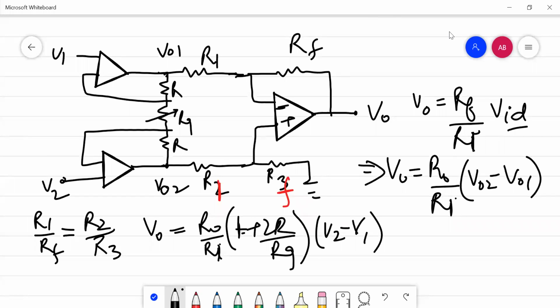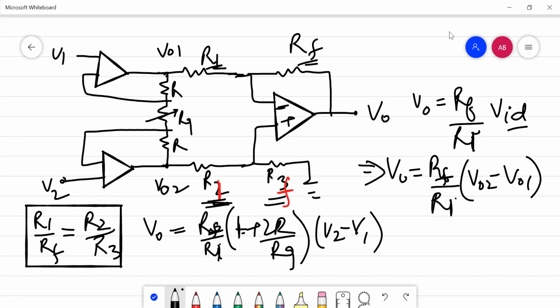Here a little bit of mistake has been made. So this is not R0 but Rf. Similarly here it is not R0 but Rf. So I have just told you that for proper functioning of this, R1 upon Rf is made equal to R2 upon R3, or they are made equal. So if this is R1, this is also taken as R1. If this is the value of Rf, like 100 ohm, 2 ohm, whatever it is, the same value is taken of this resistor as well.